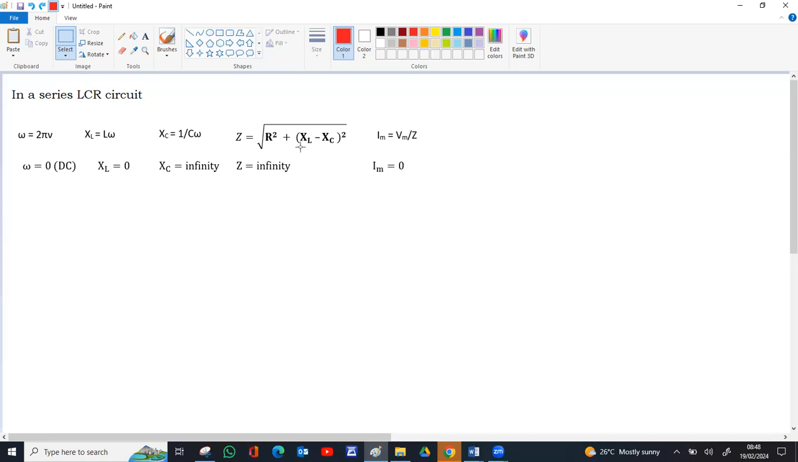Any other case, if XL is greater than XC, or XL is less than XC, since it's coming as a whole square, the negative part doesn't matter, there will be a non-zero term. So the impedance will be minimum when XL equal to XC. If XL exceeds XC or XL decreases compared to XC, the Z value, the impedance, will be more than R. So in this particular case, the impedance will be the least.